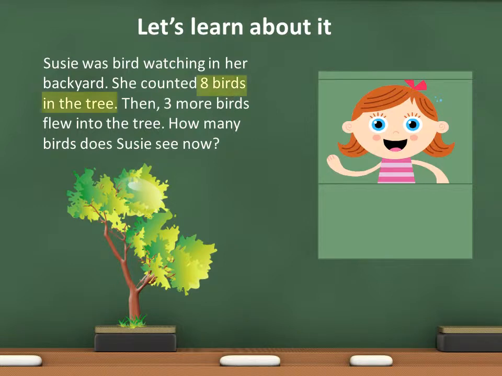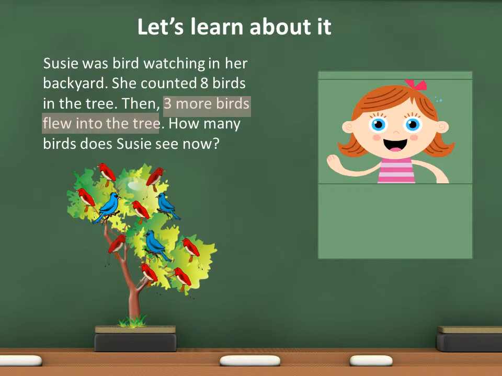First, Susie counted 8 birds in the tree. Then she saw 3 more birds that flew into the tree. So that's the important information in the problem. The next thing we want to know is where is the question in the problem. The question is, how many birds does Susie see now?